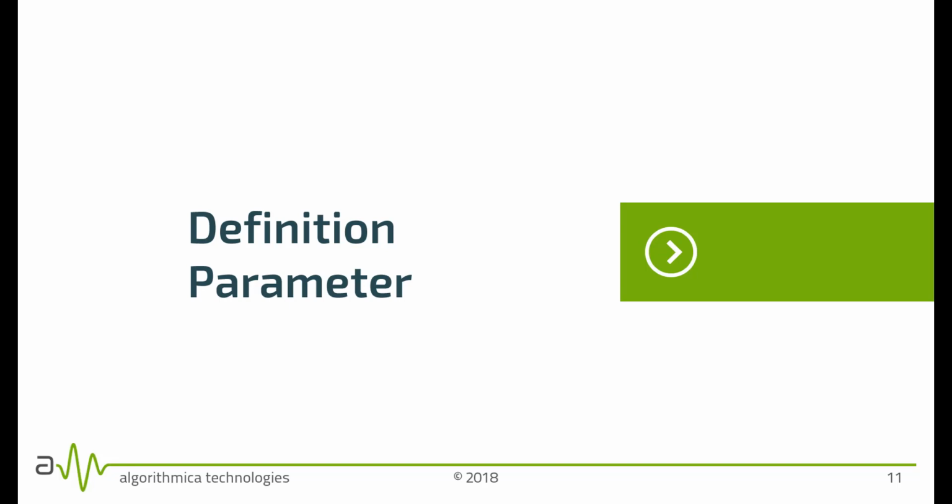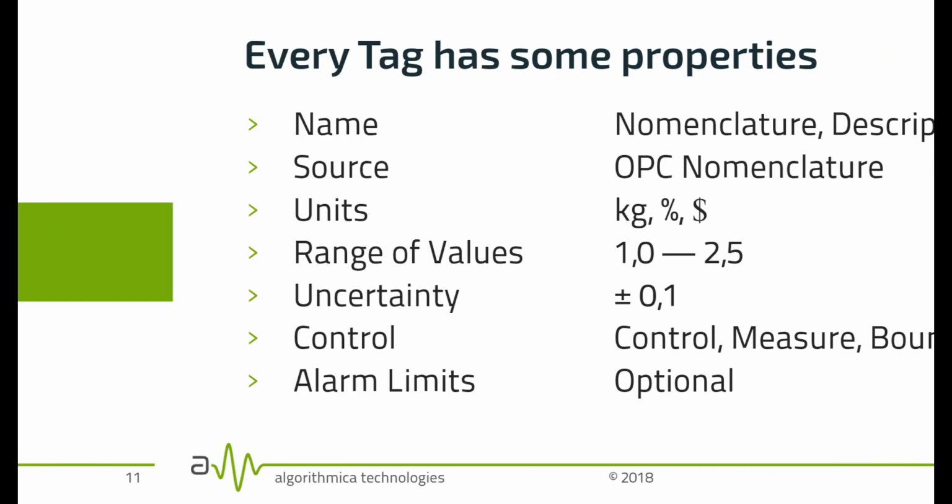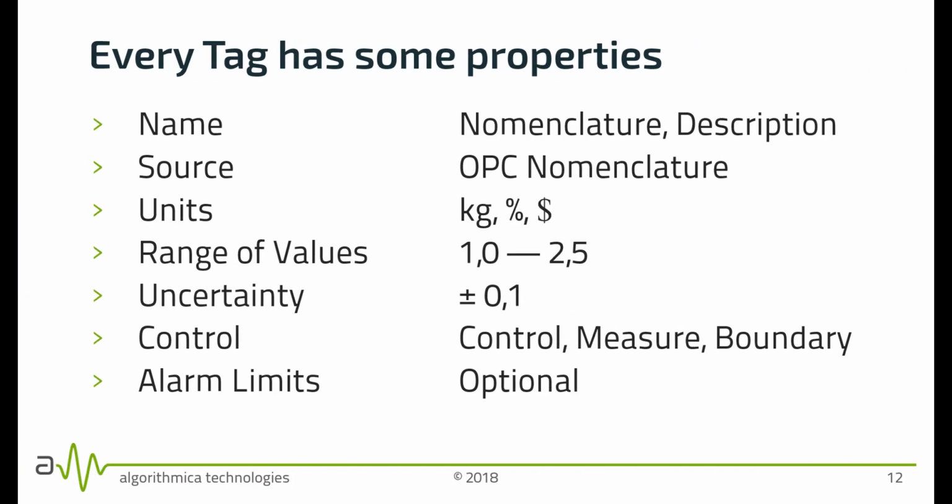Having obtained a list of all of these tags, we want to define the parameters for each of these tags, and these are the kind of parameters that we want to collect. So first of all, every tag has a name. Now, there are several types of name for each tag. So first of all, the tag has an alphanumeric nomenclature by which it is called in the control system or the historian. But it usually also comes with a human-readable text description of what it is and where it is.